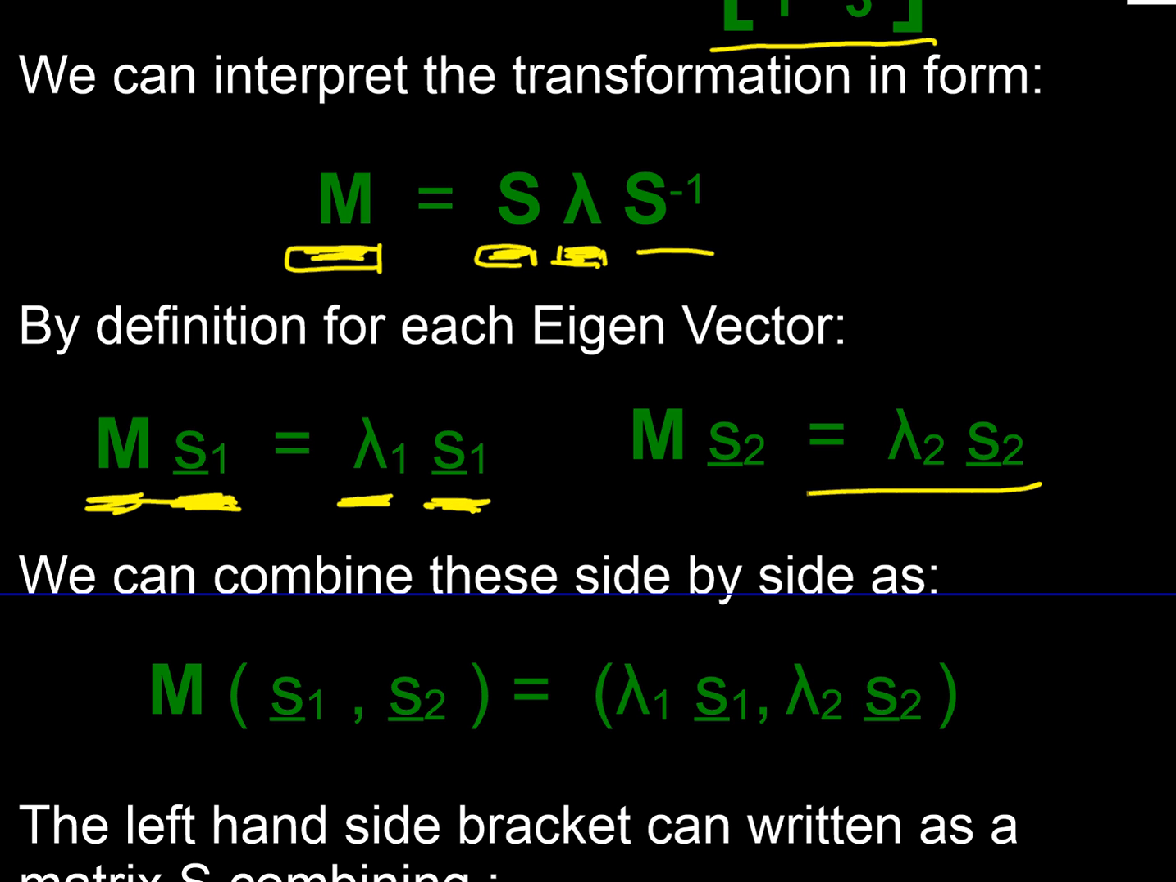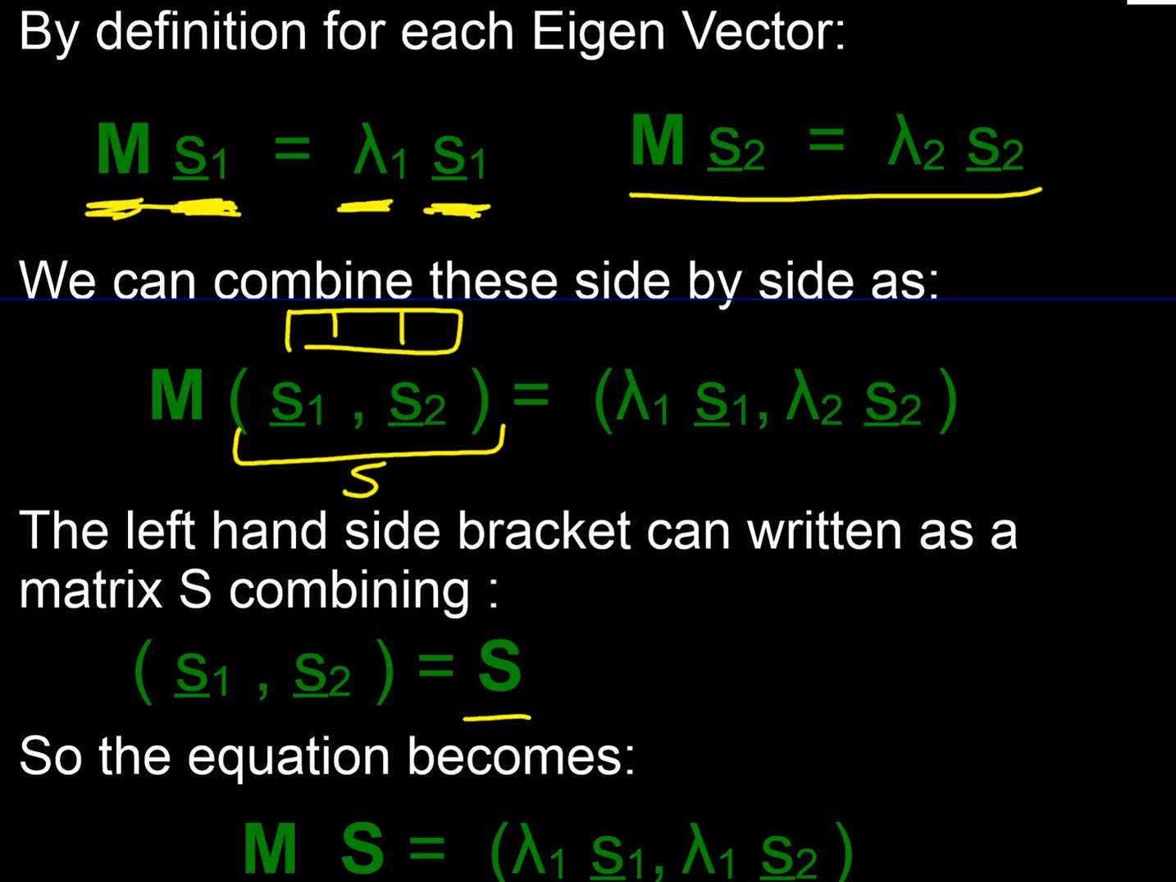That's the first one, and it's also true for the second one. So we could combine those into the S1 and S2. Effectively, we've built a little matrix here. There's the first eigenvector, there's the second eigenvector, and that looks like a matrix, and we're going to call that matrix S. So that's our eigenvector matrix. There we go.